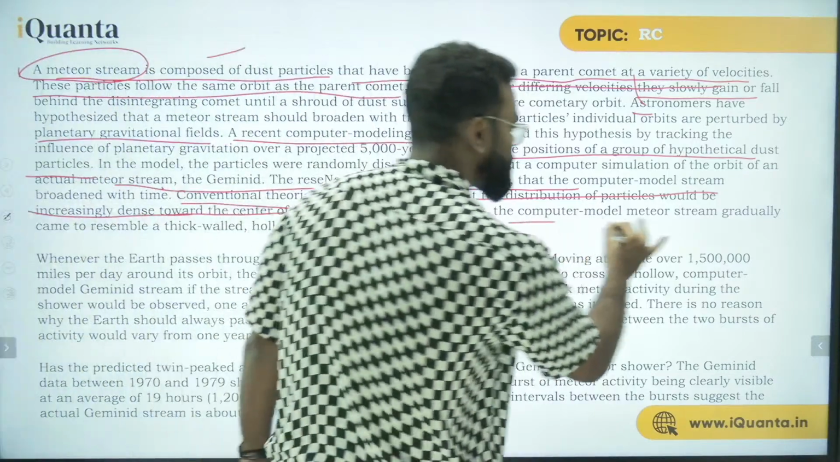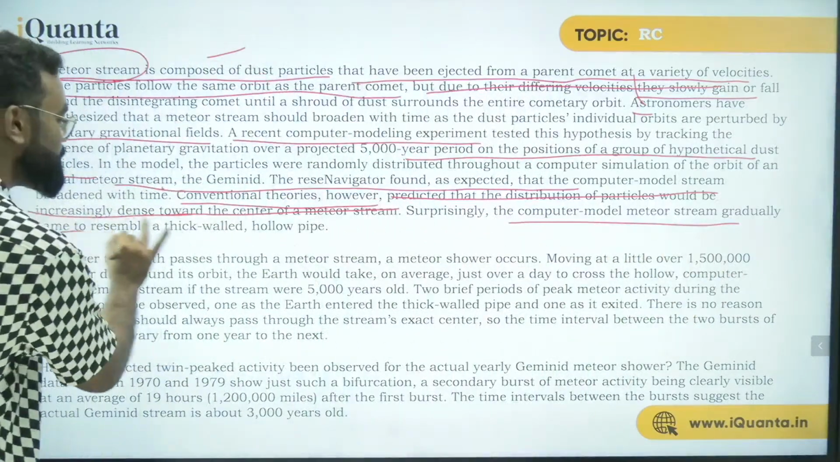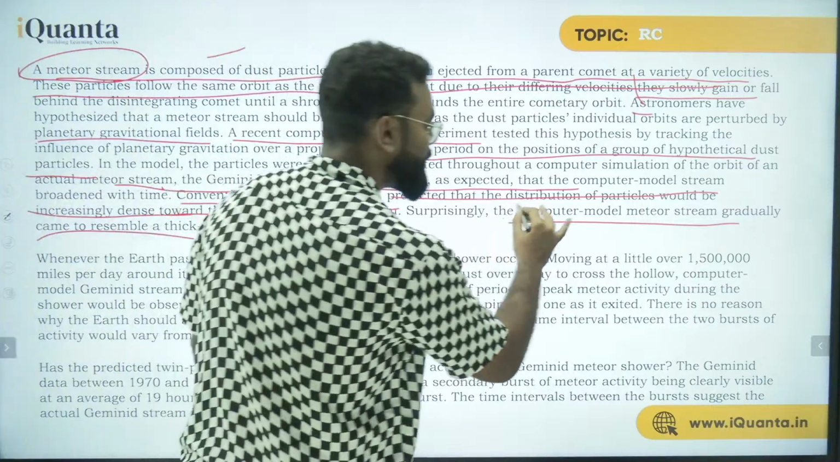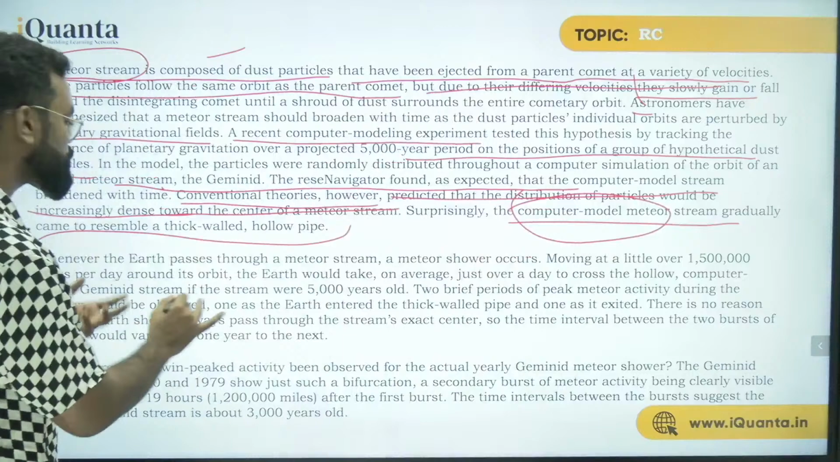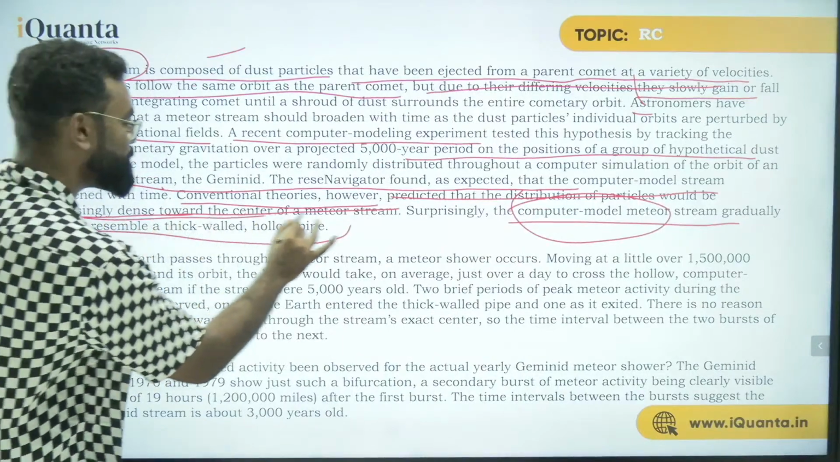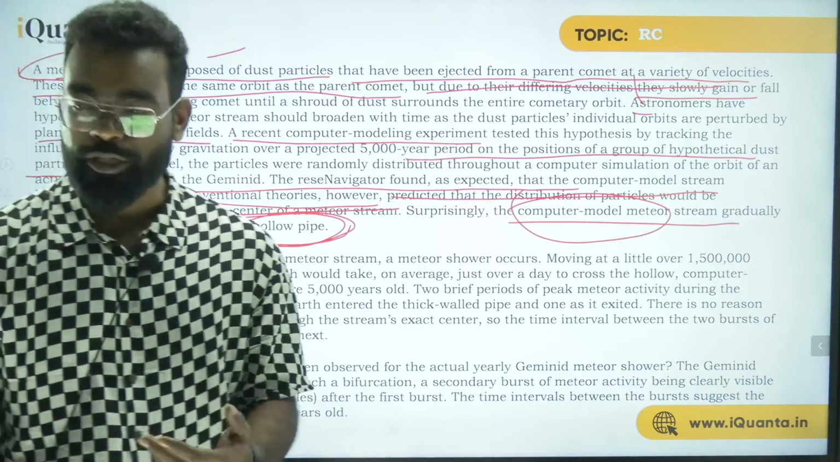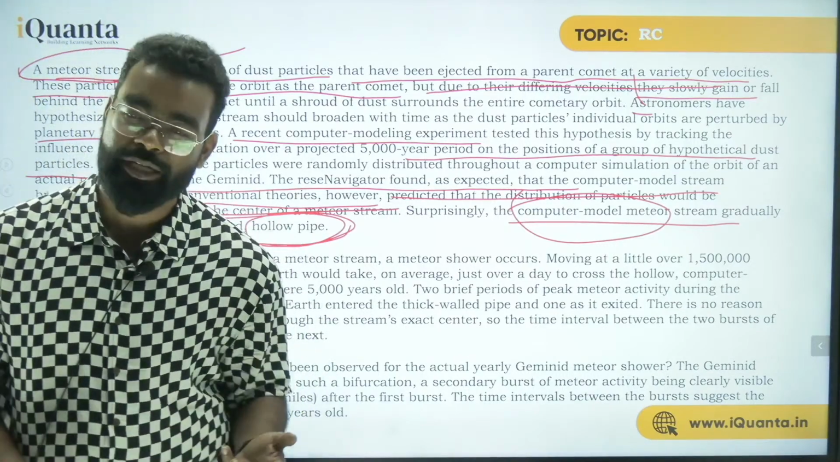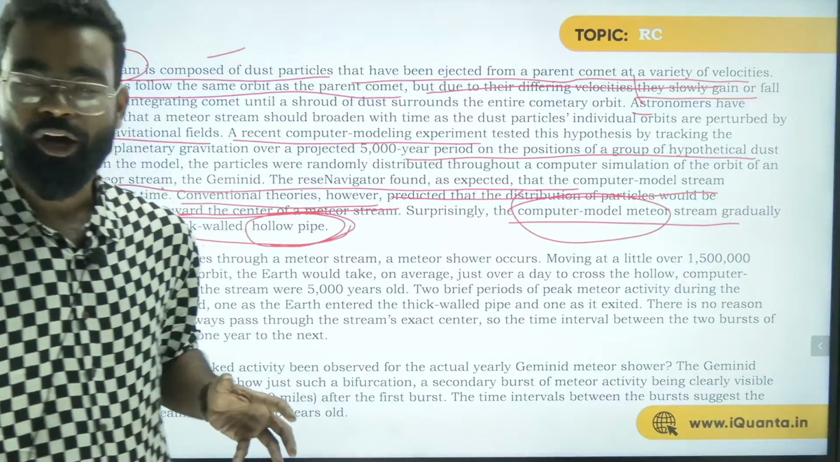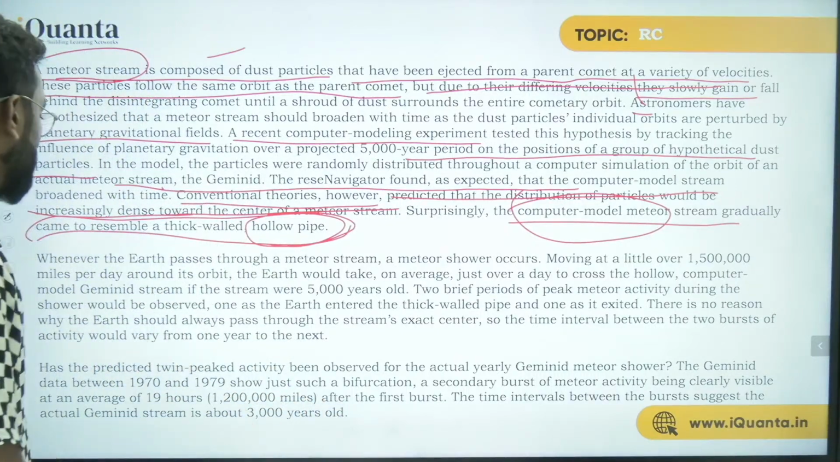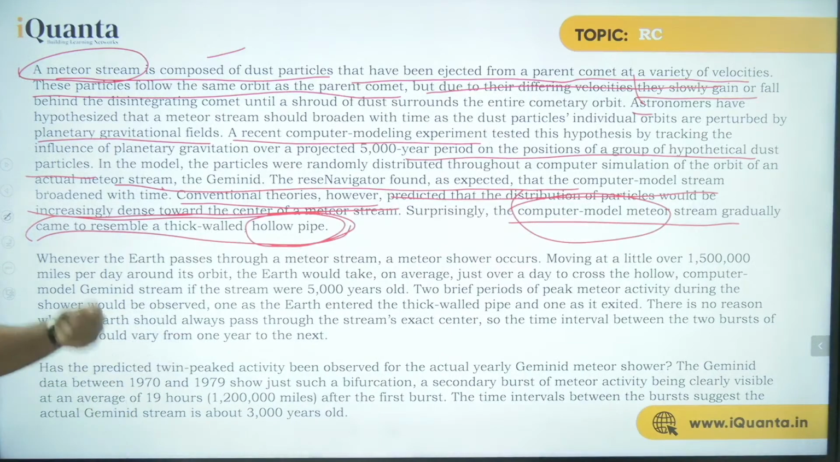Surprisingly, the computer meteor model stream gradually came to resemble a thick-walled hollow pipe. Very important. So what is the computer model meteor showing? They are basically showing this resembling a hollow pipe, a thick-walled hollow pipe. Very important. So what is our conclusion from the model? It's basically that this meteor stream is a hollow pipe, right? Right, guys? Yes.